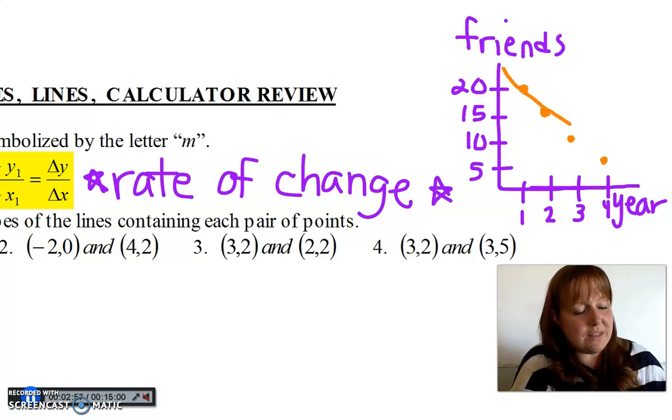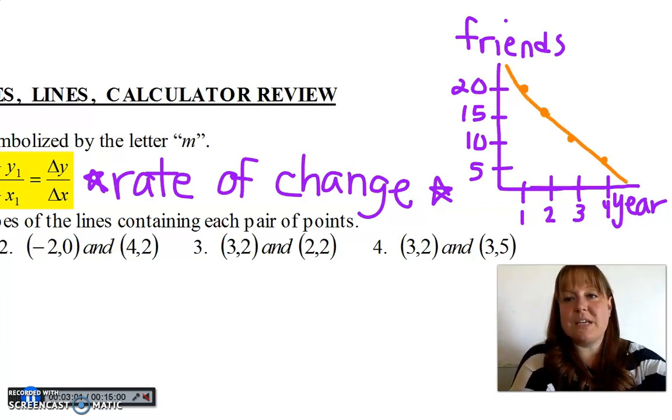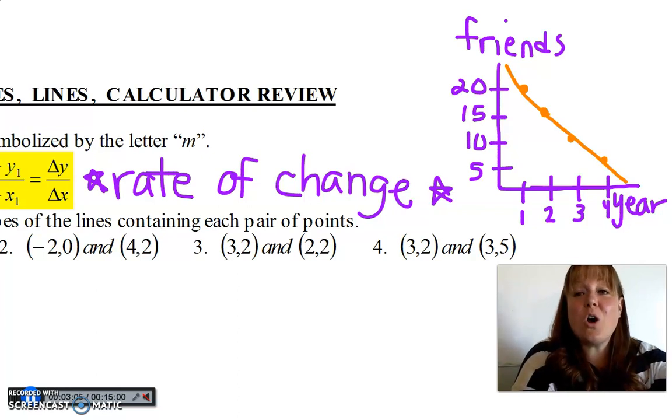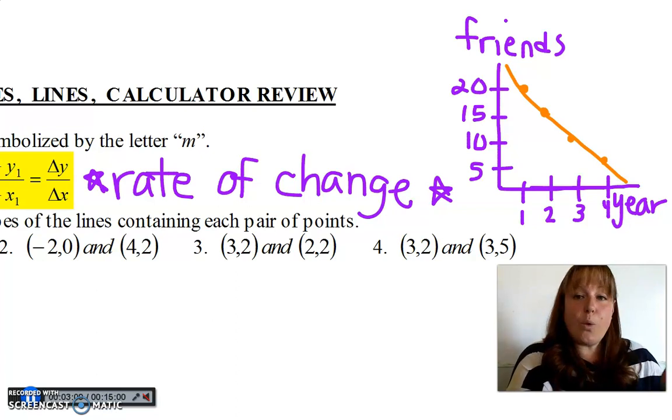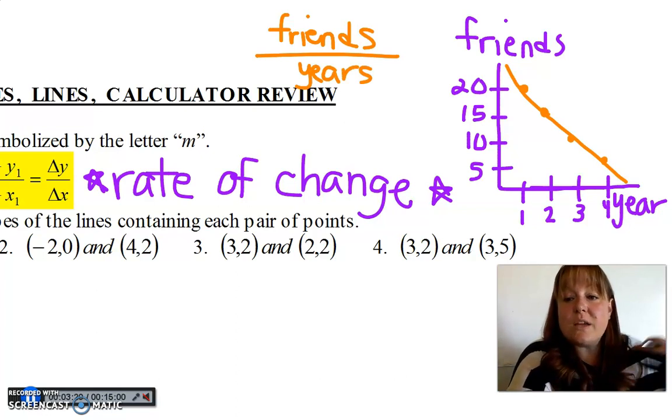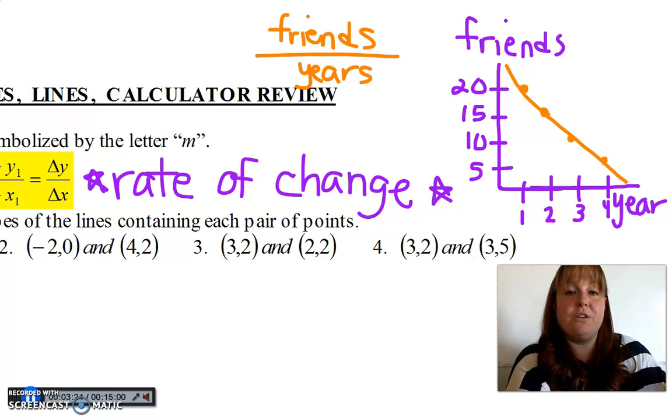So we have this line that represents how many friends you have in a year. And let's pretend that's straight because Mrs. Barney always draws straight lines, always. So what is the slope of this line? In other words, what's the rate of change? What are we looking at? We're looking at the rate of change of friends in relation to years. So how many friends per year? So that's what our slope is going to tell us. The rate of change of friends every year. How many friends do we gain or lose every year, right?